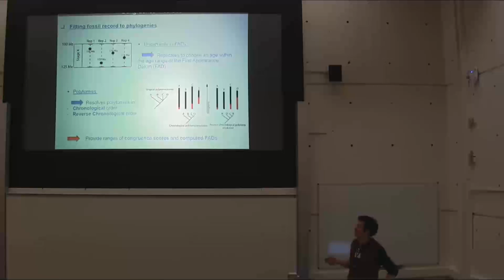The other issue is polytomies in phylogenies. We resolved those polytomies in two ways. The first way is chronological, where we took the taxon with the oldest FAD within the polytomy and resolved the polytomy in chronological order. And we did the reverse, resolving the polytomy in reverse chronological order, where we took the taxon with the youngest FAD and put this taxon at the base of the pectinate clade, and so on. All these provide ranges of congruence scores and corresponding computed FADs.